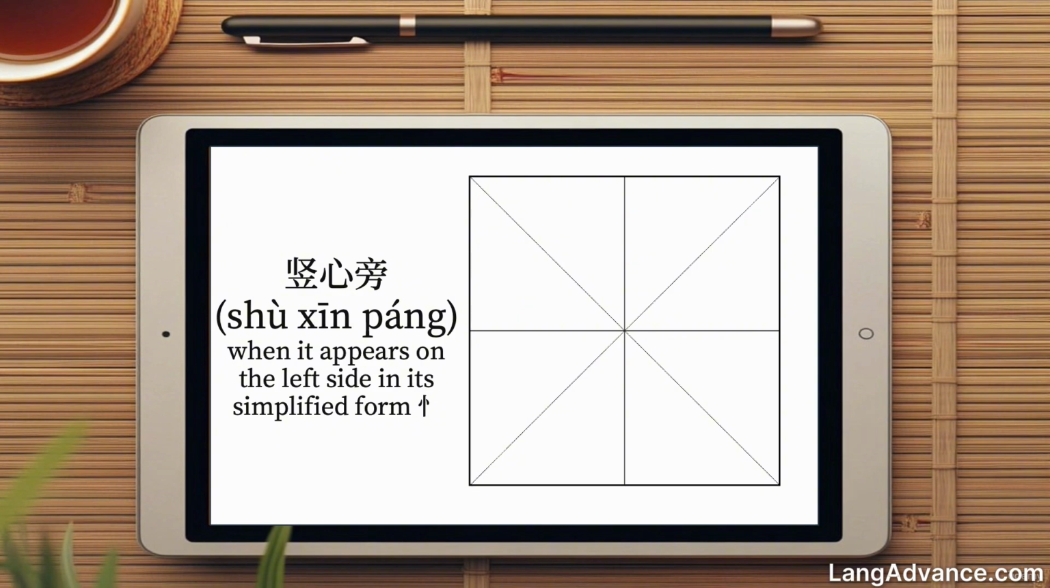There are 2 ways of turning the 心 into a radical. In this case, we call it a 竖心旁 when it appears on the left-hand side. And please take note, this is the simplified form of the heart.